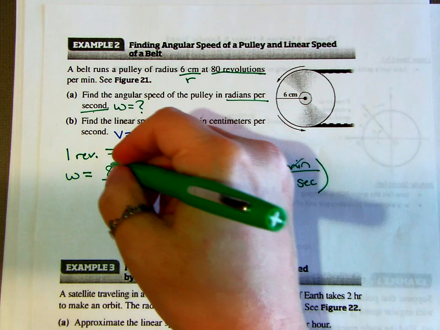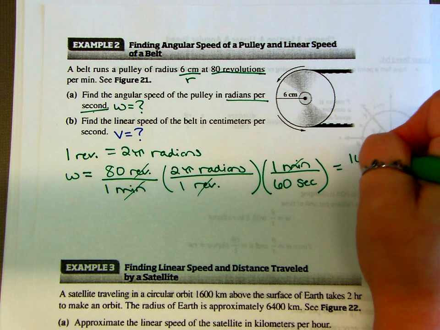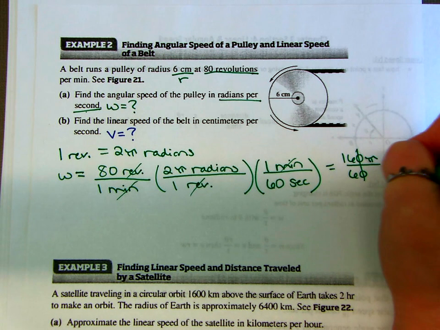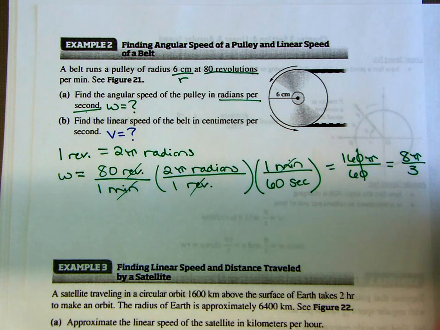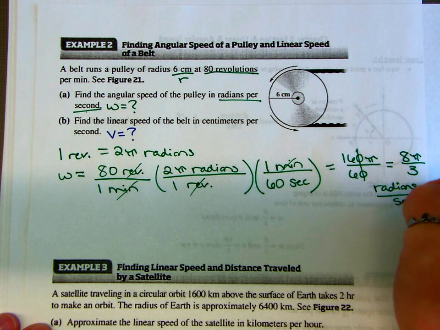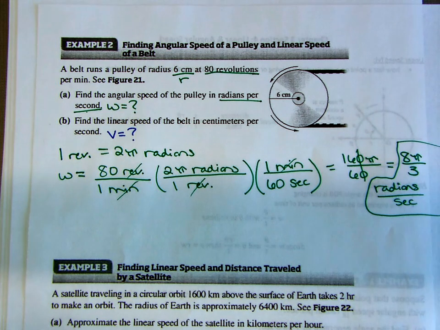So 80 times 2 would be 160 pi over 60, which simplifies down to 8 pi over 3. And that is then in the radians per second that it originally asked us for. So I guess the trick for the pulley problem is that it didn't give you a theta of any kind, but you have to recognize that if it's doing revolutions per minute, it actually does tell you how far it's traveling in terms of the theta. Because 1 revolution is like theta going all the way around, which is 2 pi radians.